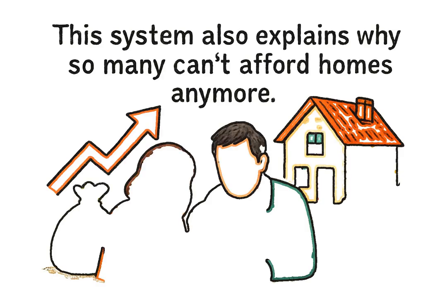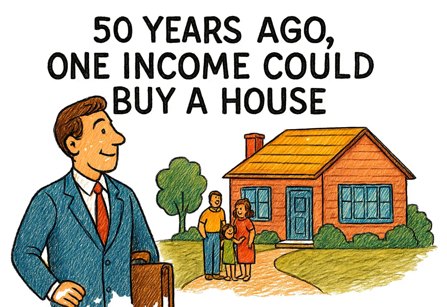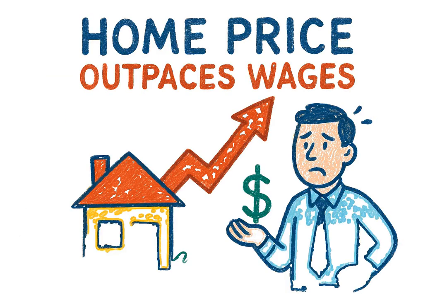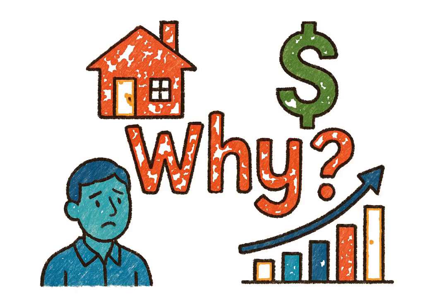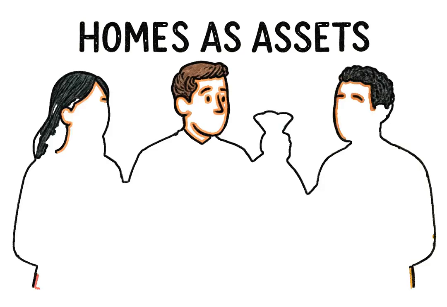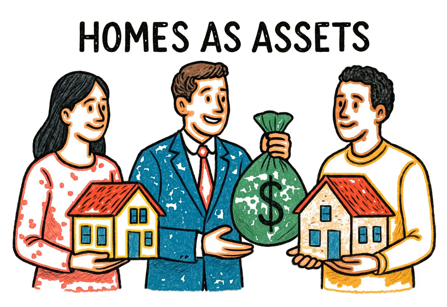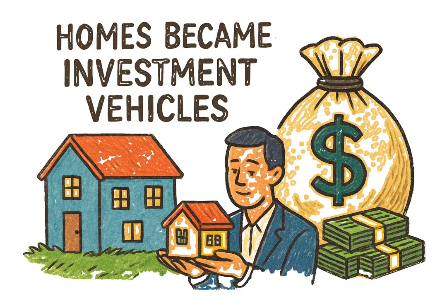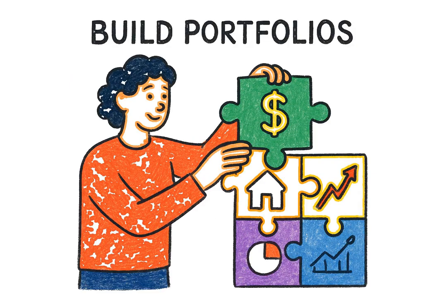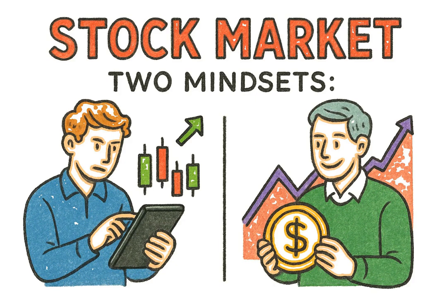This system also explains why so many can't afford homes anymore. 50 years ago, one income could buy a house. Today, two incomes struggle. The average home price has skyrocketed, far outpacing wages. Why? Supply is restricted by zoning laws and slow construction. But the bigger shift is that investors, corporations, and wealthy buyers started purchasing homes as assets, not as shelter. Homes became investment vehicles. Homes used to build families. Now they build portfolios.